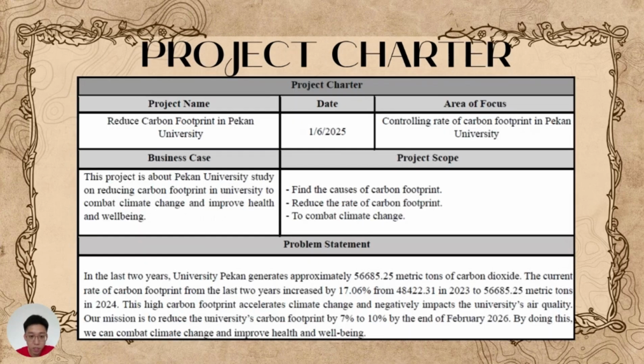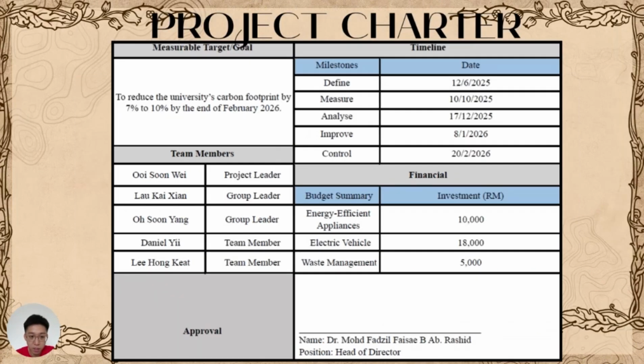Next is our project charter, which I have separated into 2 pages for you to see easily. We have our project name, dates, area of focus, business case, project scope, and problem statement. The second part is the measurable goal, timeline, team members, financial, and the approval. This project charter is a document for us to look through our project easily and get our lecturers to sign it so that we can continue our project.